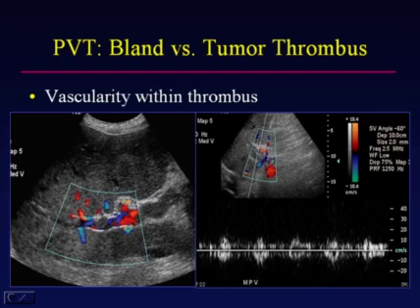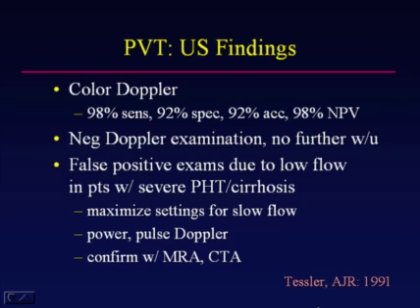That means there has to be tumor thrombus causing the arterial signal due to vascularization of the thrombus, and you know there must be underlying tumor. How good is ultrasound for the detection of portal venous thrombosis? Well, the sensitivity is pretty high and the negative predictive value about 98%.